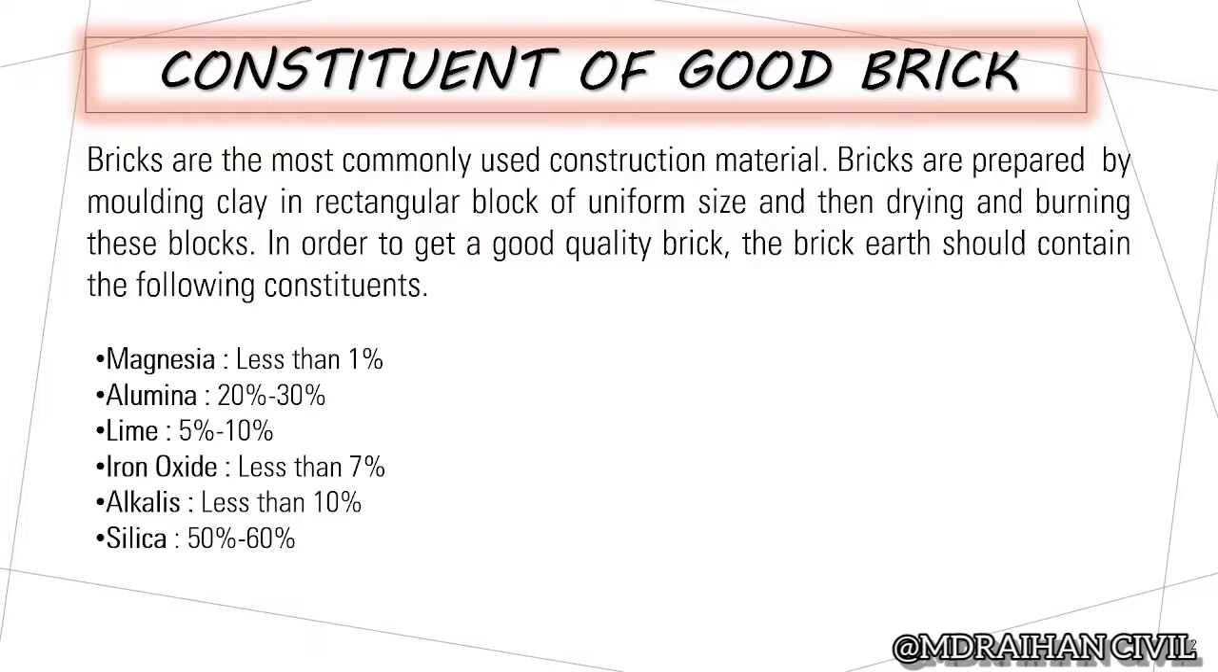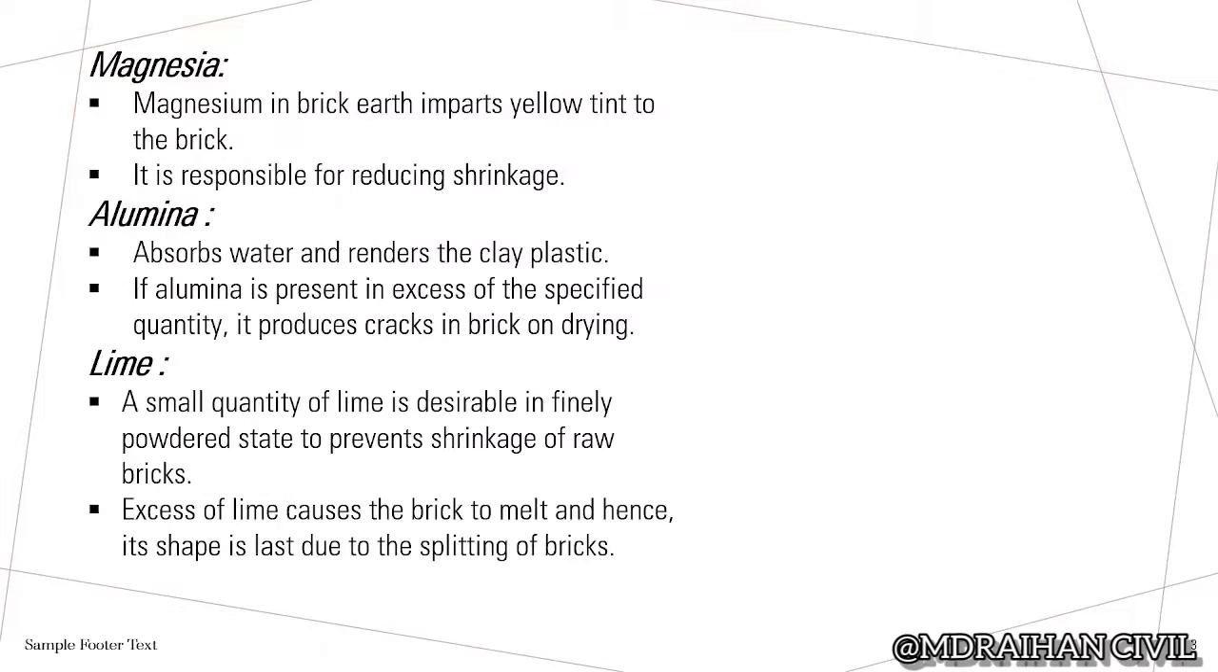The brick earth should contain the following constituents: magnesia less than 1%, alumina 20 to 30%, lime 5 to 10%, iron oxide less than 7%, alkalis less than 10%, silica 50 to 60%.